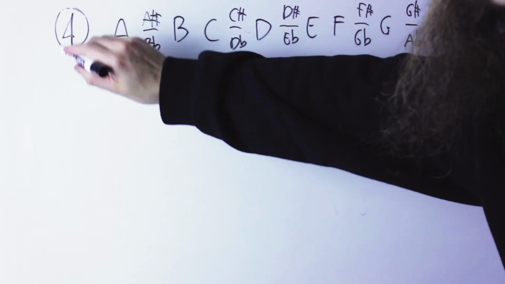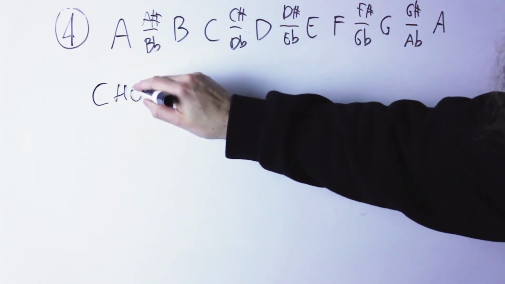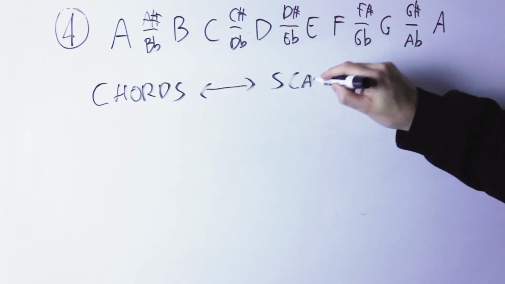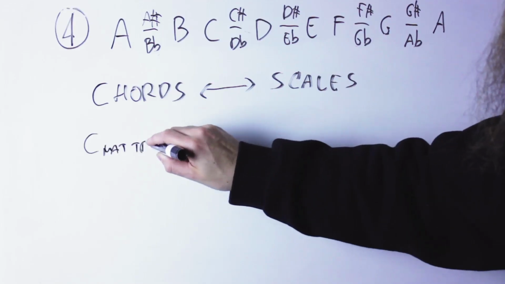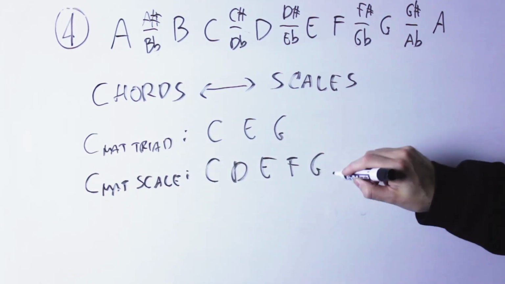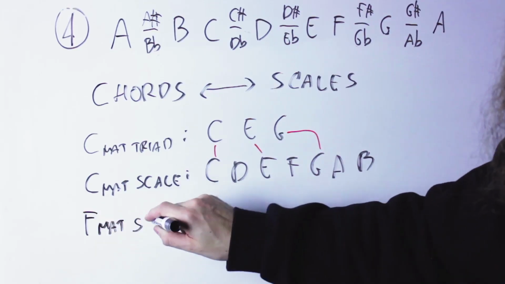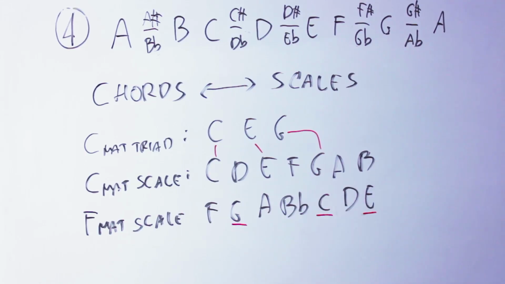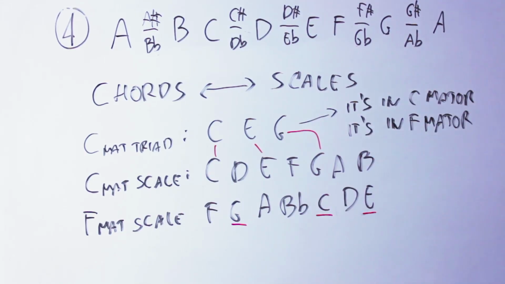Super basic number 4. Chords and scales are meant to work together. Specifically, we say that a chord is in a scale if all the notes of the chord are inside that scale. So for instance, the C major chord C, E, G, it's inside the C major scale, which is C, D, E, F, G, A, B. On the other hand, the C major chord, it's also in the F major scale, F, G, A, B flat, C, D, E. A chord can be in more than one scale.